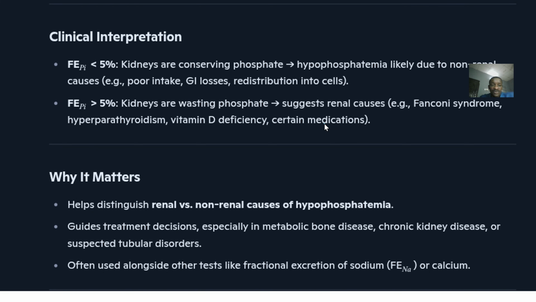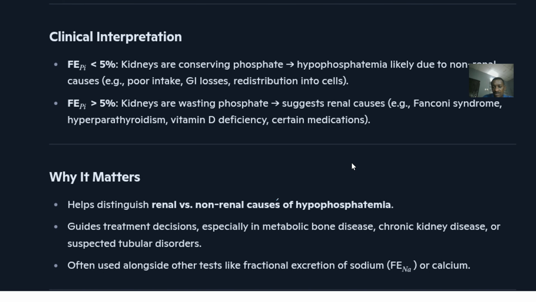So, clinical interpretation: if it's less than 5%, it shows that the kidneys are conserving phosphate. So hypophosphatemia is likely not due to a problem within the kidney. Probably there's poor absorption, or the person is not taking foods that contain phosphate. Do you understand? If it's more than 5%, it shows that the kidneys are actually wasting phosphate. Fanconi syndrome, hyperparathyroidism, anything that will trigger the kidneys to waste phosphate.